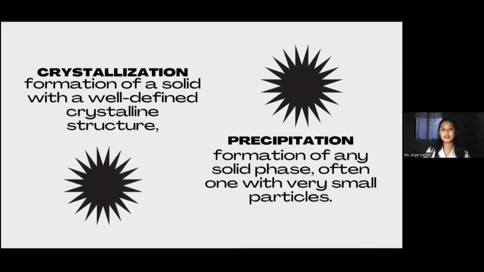If the molecule or ion happens to collide with the surface of a particle of the undissolved solute, it may adhere to the particle in a process called crystallization. Although the terms precipitation and crystallization are both used to describe the separation of solid solute from a solution, crystallization refers to the formation of a solid with a well-defined crystalline structure, whereas precipitation refers to the formation of any solid phase, often one with very small particles.